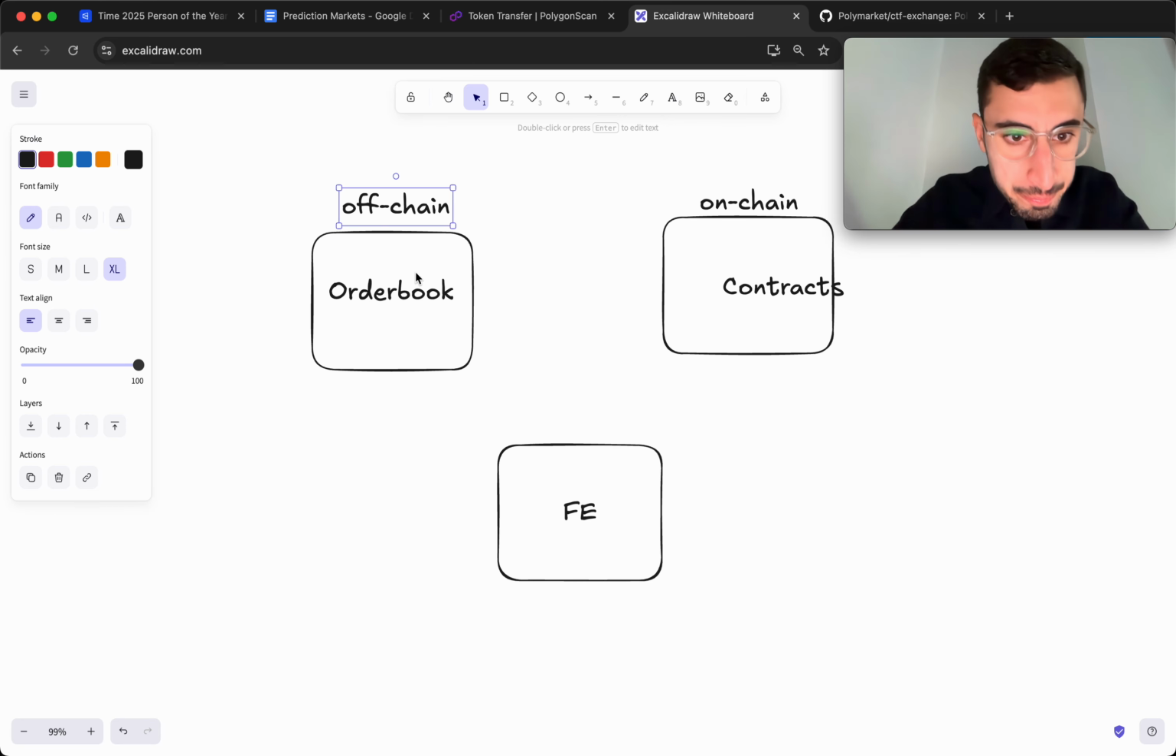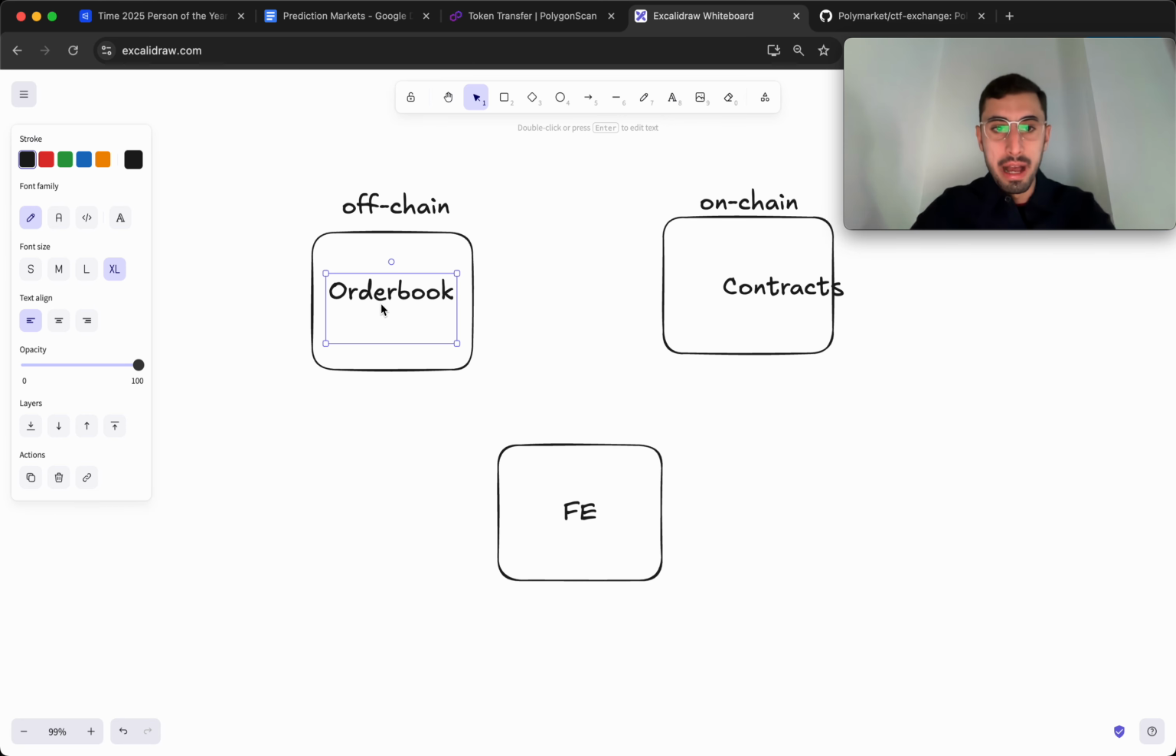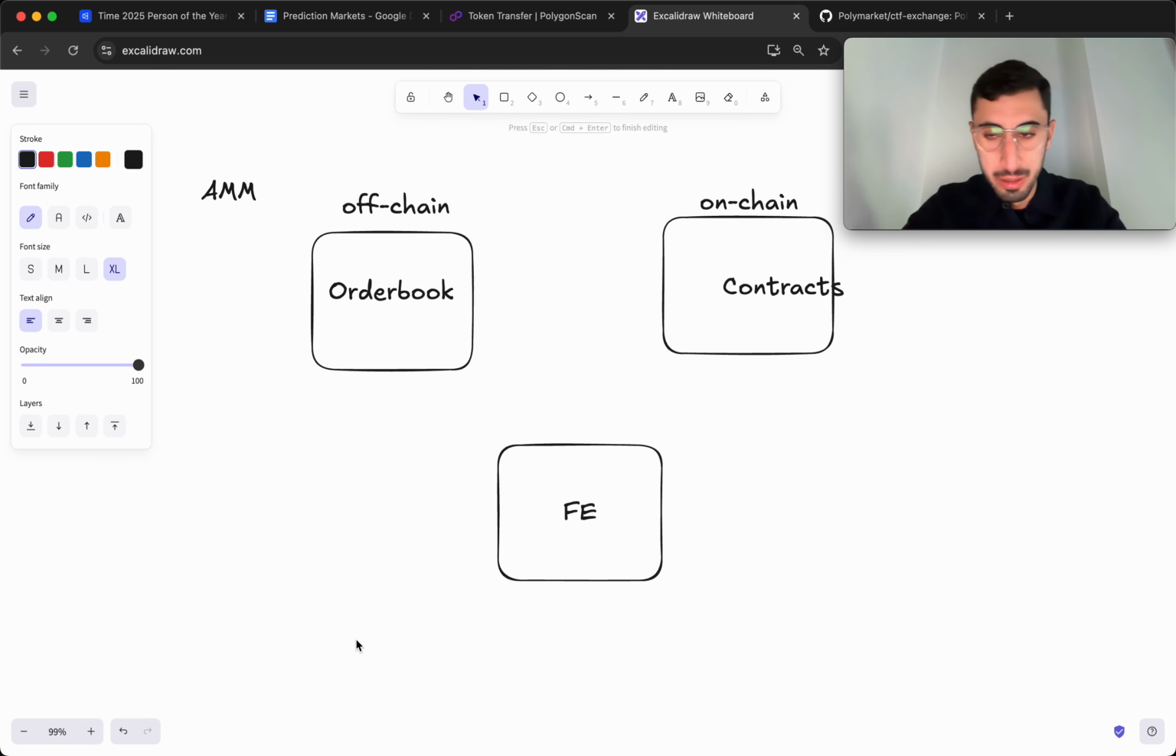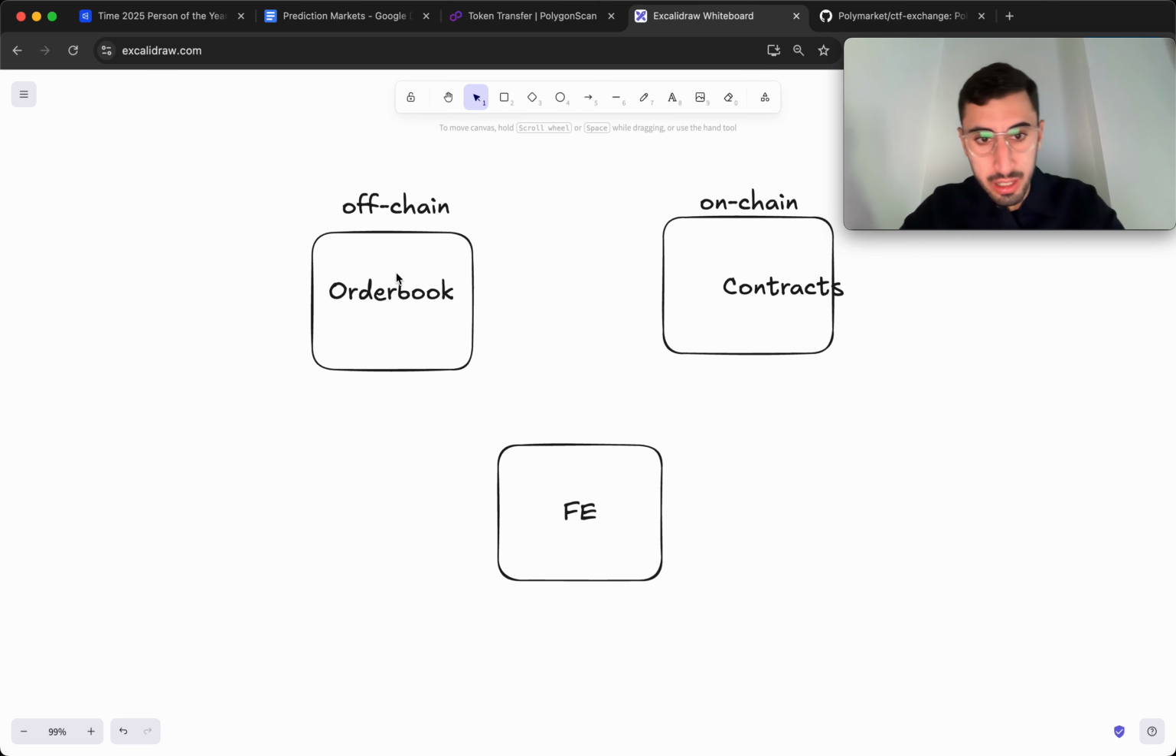First of all, if you go back a couple of years, the order book was actually an AMM, but it's not anymore. It's an order book because the AMMs are too slow. So they had to switch to an off-chain order book.